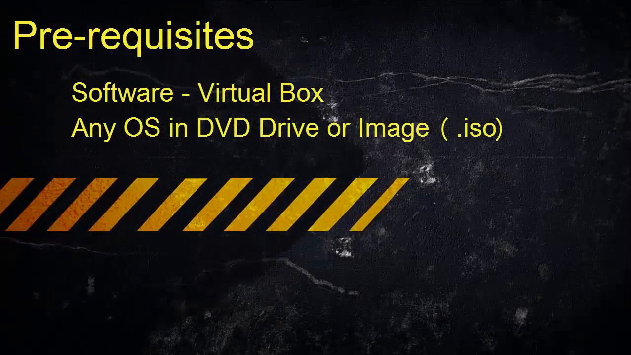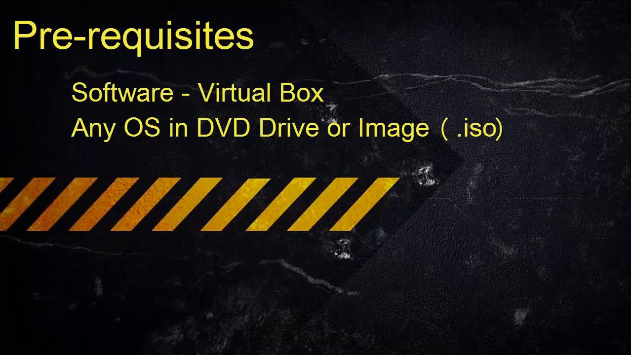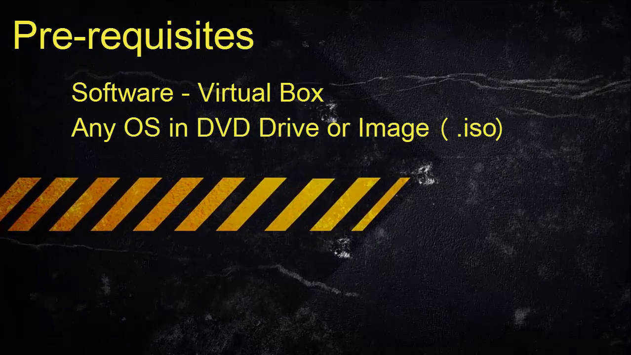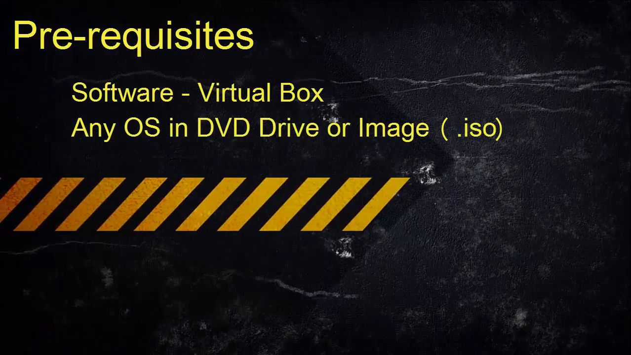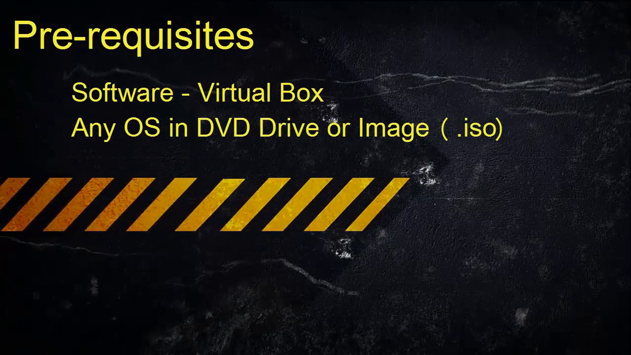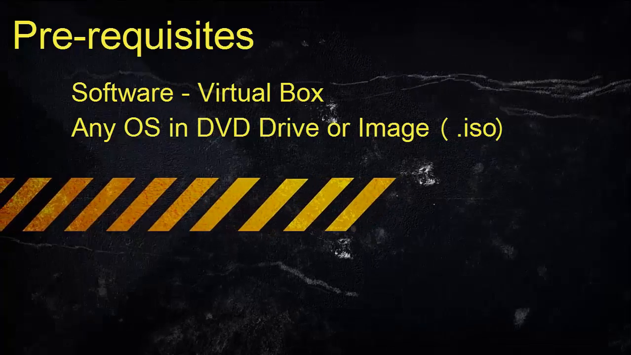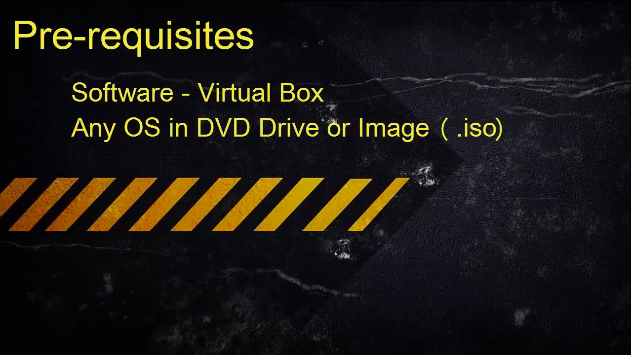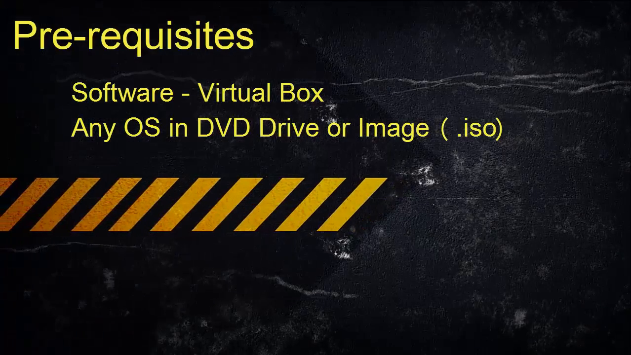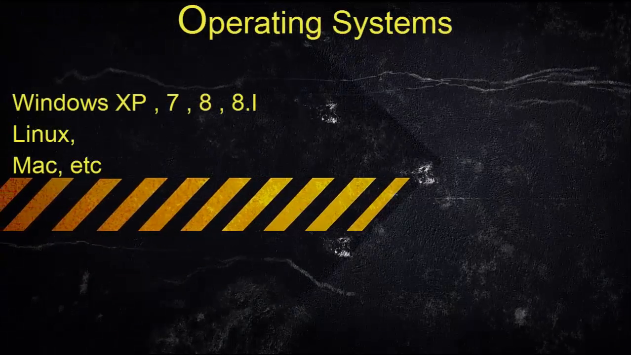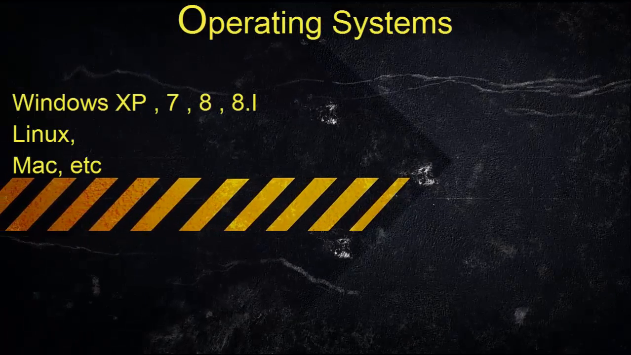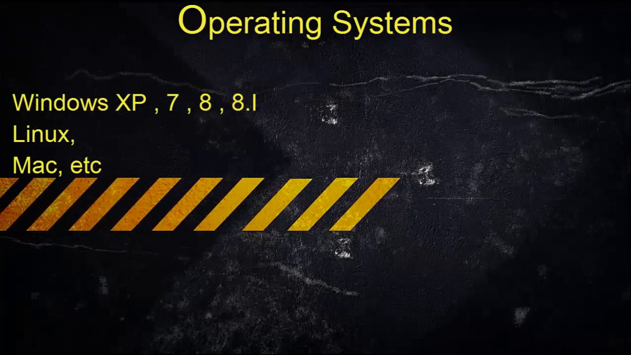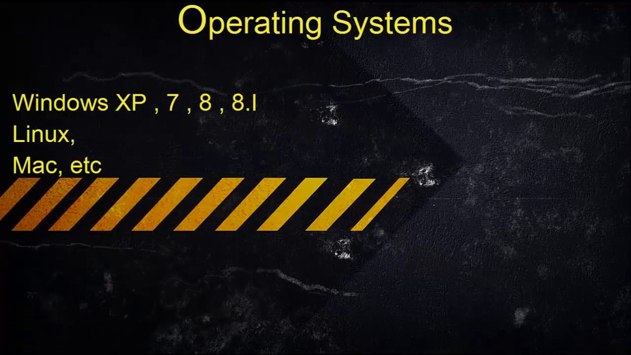These are the prerequisites. We are going to use an open source tool called VirtualBox, used to install and run multiple operating systems virtually, which is provided by Oracle. We need an OS DVD as an image file, or it should be inserted in your DVD or CD drive for installation. Using this VirtualBox software, you can virtually create and run multiple operating systems such as Windows XP, 8, 8.1, Linux, Mac, etc.